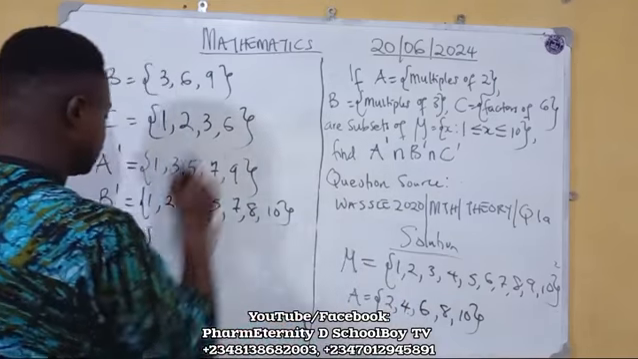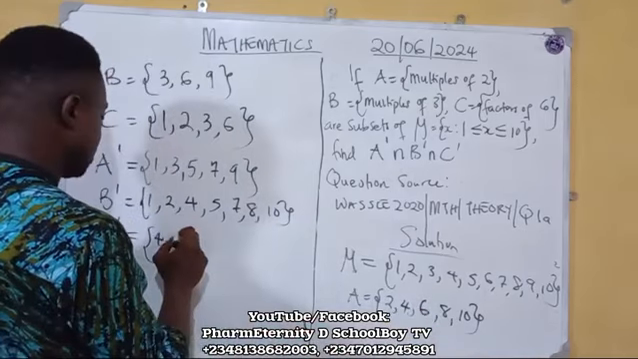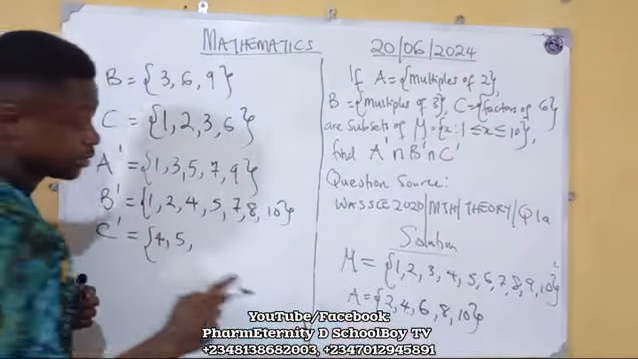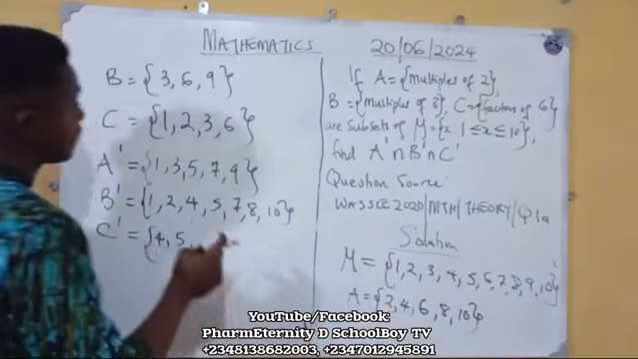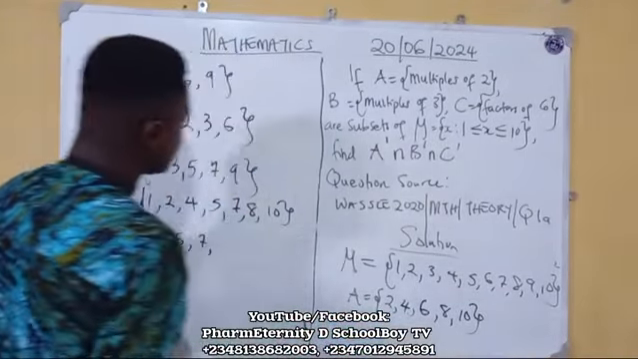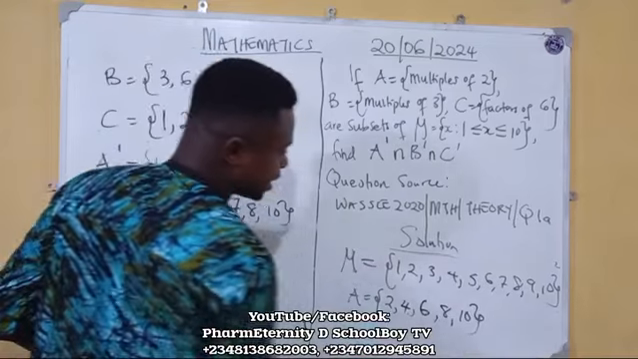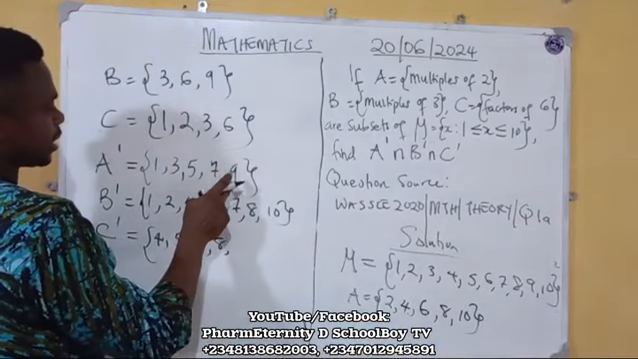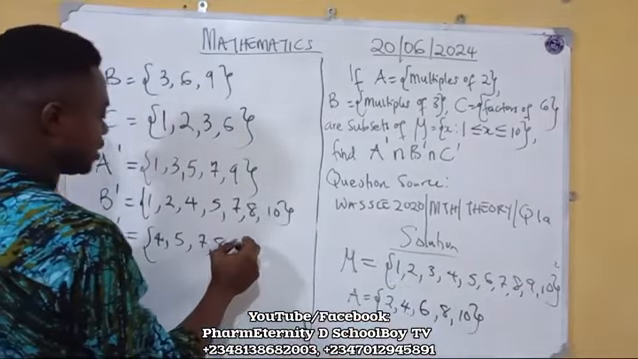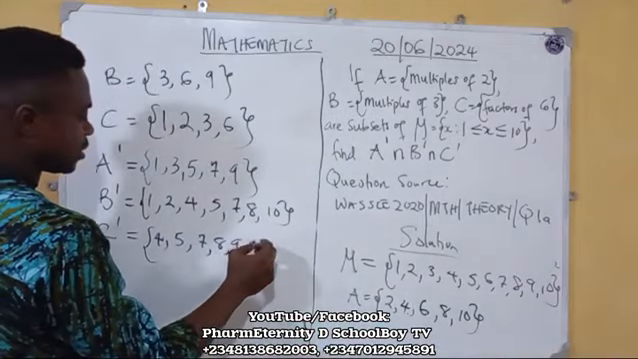4 is here, there's no 4, so I'll write 4. 5 is here, there's no 5, so I'll write 5. 6 is here, there's 6, so I'll not write 6. 7 is here, there's no 7, so I'll write 7. 8 is here, there's no 8, so I'll write 8. 9 is here, there's no 9, so I'll write 9. 10 is here, there's no 10 here, so I'll write 10.